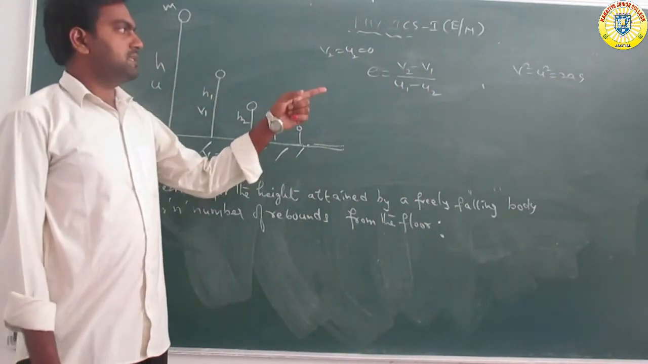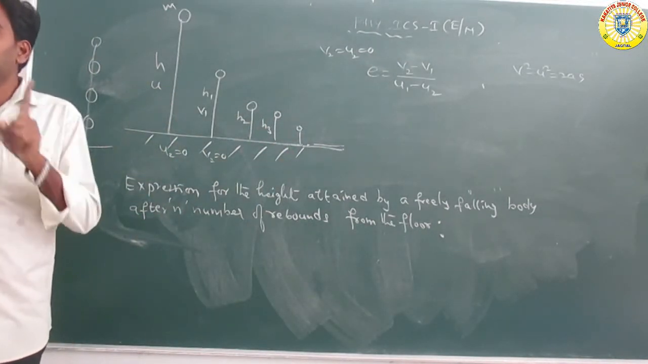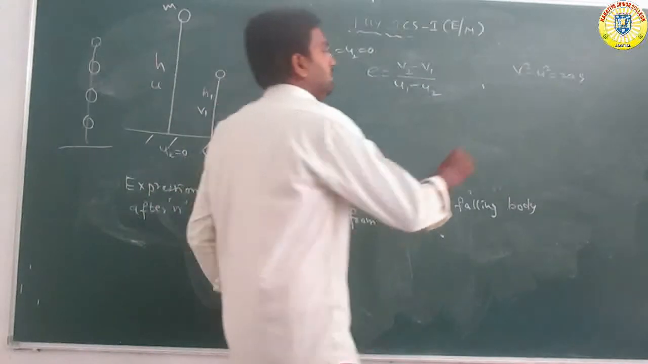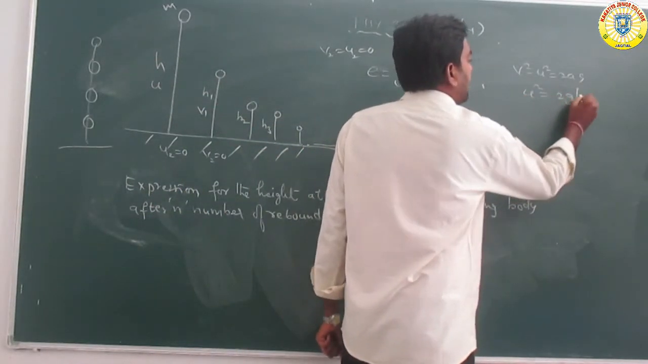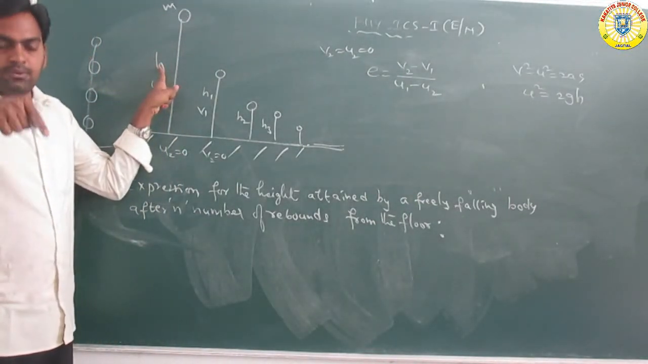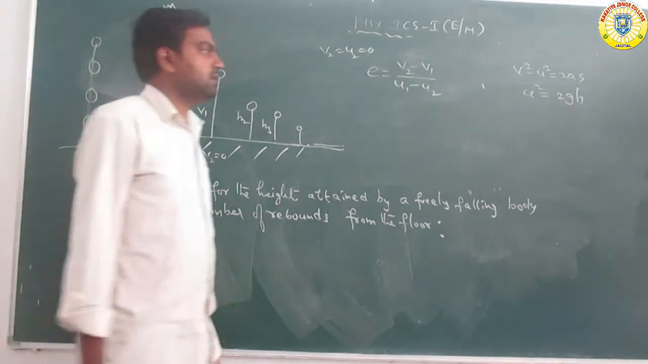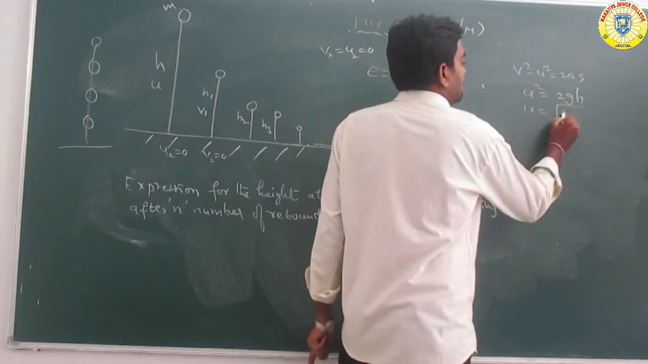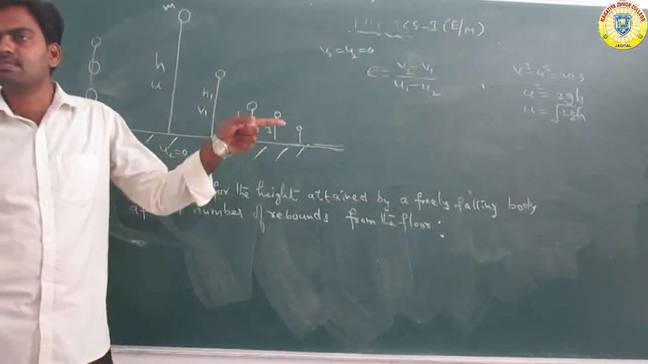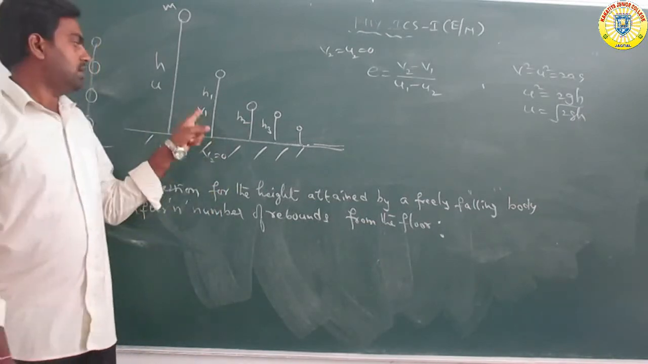So v square minus u square. While dropping, there is only one velocity, u; v is not needed, there is only one velocity. So that means u square is equal to 2gh. Got it? h is the height to reach the ground, and g is taken as plus. So u is equal to under root of 2gh. That is the velocity of the object when it reaches the ground.